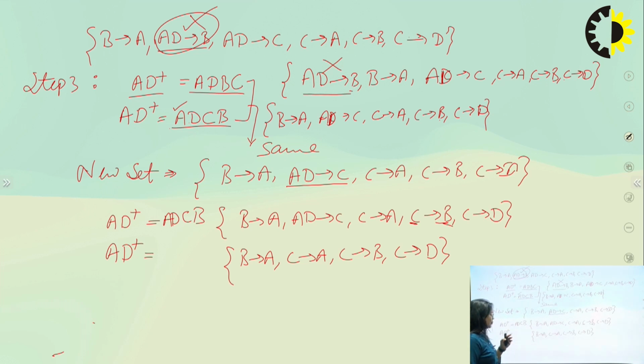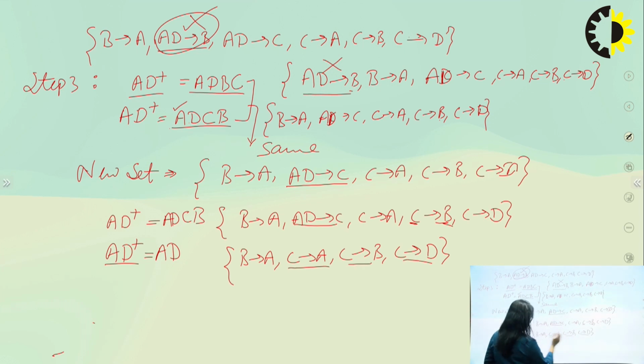Now, see carefully, we are again calculating the closure of this AD without having this functional dependency. We have removed it from here, right? So here AD we are already having. Now we can see that if we are having B, no, we are not having it, so we are not able to deduce anything from this. We will check this. C, we are not having. C, we are not having. C, we are not having. So we are not able to deduce anything.